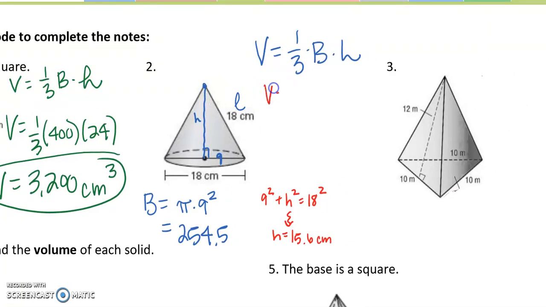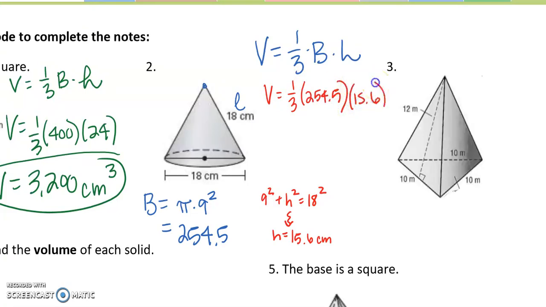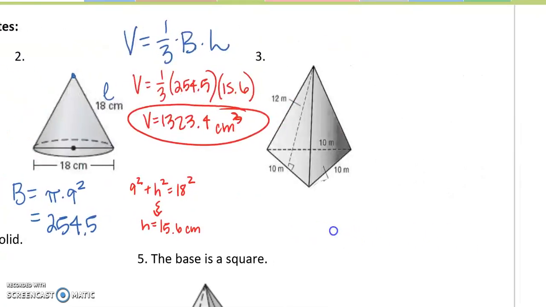Okay, so now I know my height and the area of my base, and now I'm just plugging it all in. Volume equals 1/3 area of the base, 254.5, and a height of 15.6. Final volume is 1,323.4 centimeters cubed.